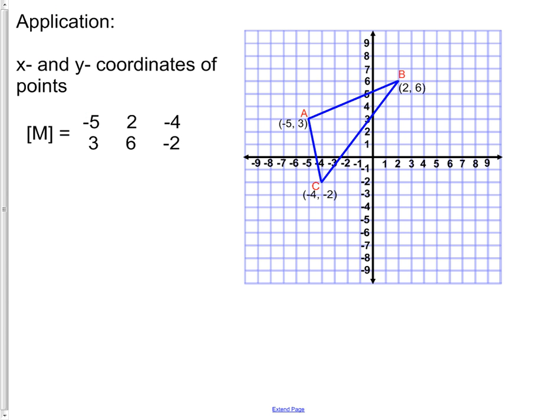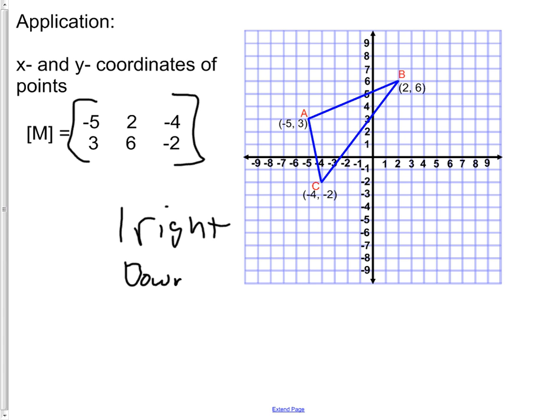Okay, application. Here is a typical problem. All it is, it's a graph of those points, and that means this is a matrix. Okay, let's say that I asked you to move this whole thing 1 to the right and down 2. I would ask this: what matrix should I add to the first matrix to make that happen?